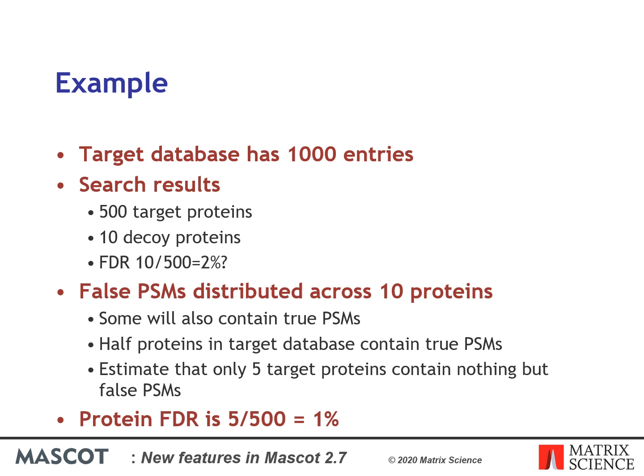Since half of the proteins in the target database contain true PSMs, a reasonable estimate would be that only 5 target proteins contain nothing but false peptide sequence matches, so that the protein false discovery rate is 5 over 500, or 1%.